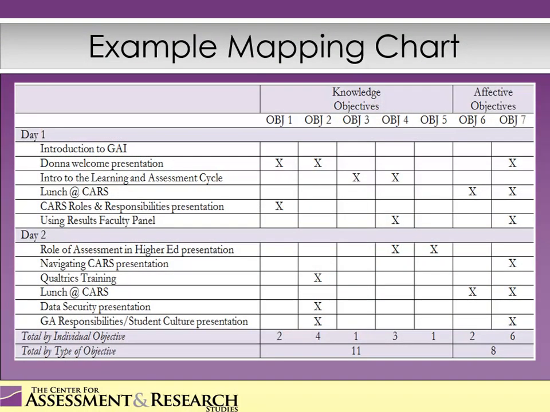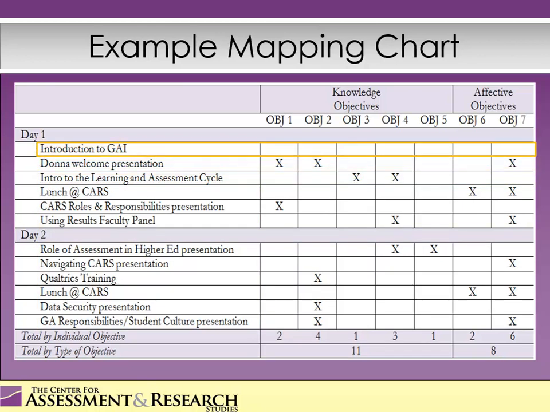Let's look at an example chart that demonstrates how to map objectives to programming. This example comes from a Graduate Assistant Orientation Training Programming known as the Graduate Assistant Institute, or the GAI. The GAI provides training and assessment practice for graduate assistants that work in the Center for Assessment and Research Studies, or CARS. In each row of the chart, highlighted by the gold boxes, we can see different GAI sessions or presentations.